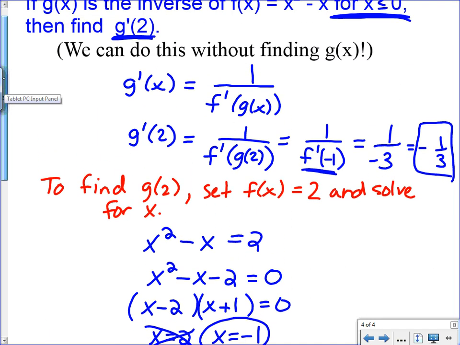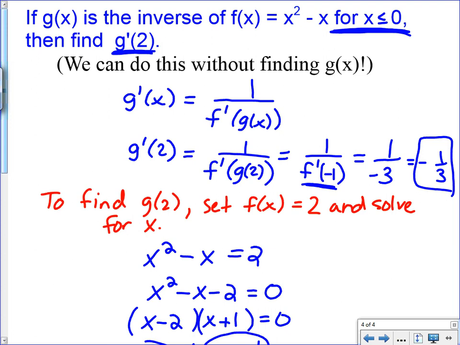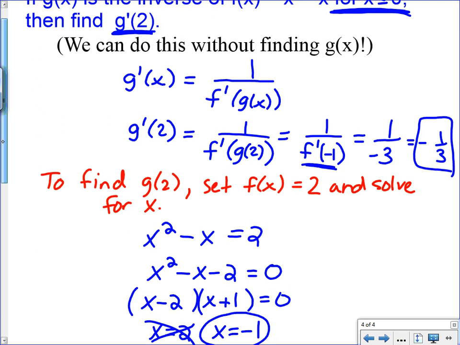Okay. I know that was a lot. But we are just starting with our formula. If g is the inverse of f, then g prime of x is equal to 1 divided by f prime of g of x. And since we wanted to find g prime of 2, that's just replacing x with 2. So we get 1 divided by f prime of g of 2. In order to find g of 2 without having to actually find g of x, which would be a lot of work, we can find it by setting f of x equal to 2 and solving for x.